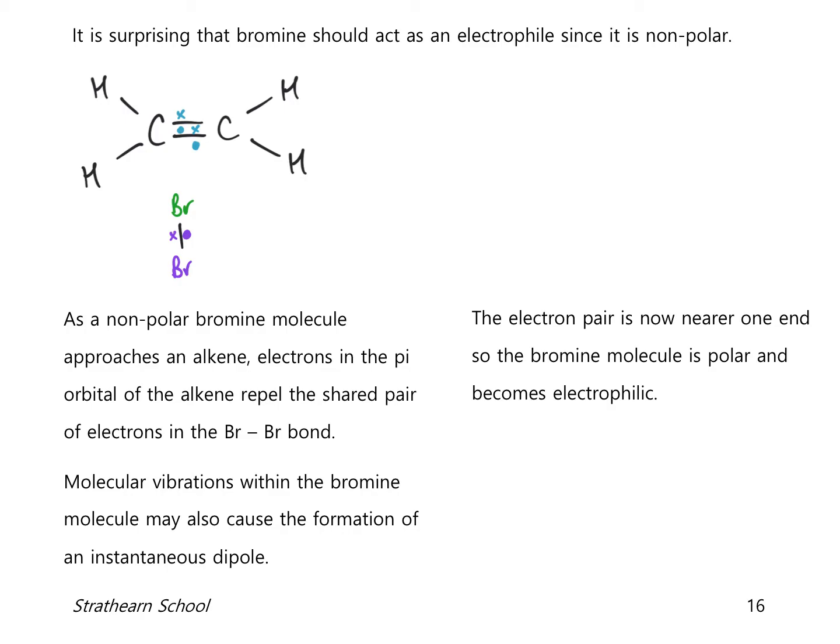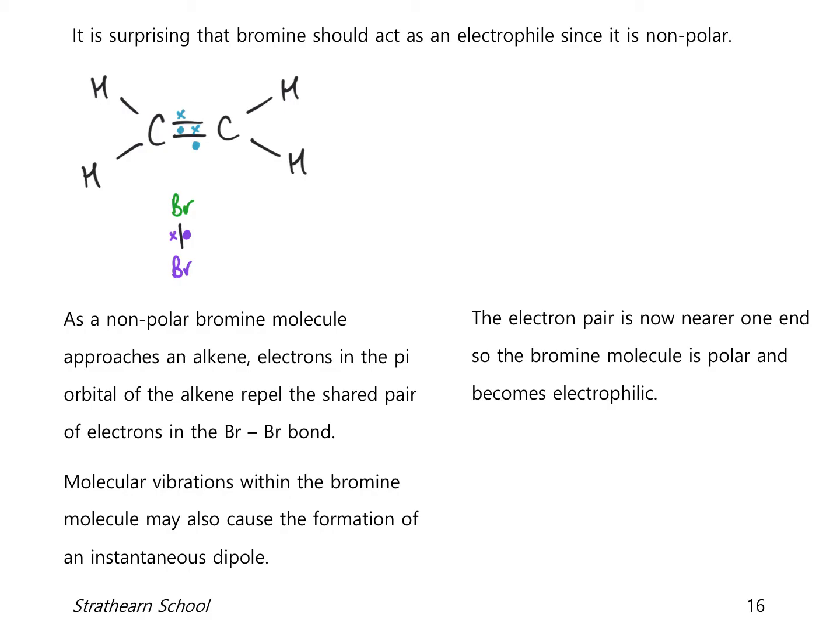But as the bromine molecule approaches the carbon-carbon double bond in the alkene, that region of high electron density, and in particular the electrons in the pi orbital of the carbon-carbon double bond, will start to repel the shared pair of electrons in the bromine-bromine bond.